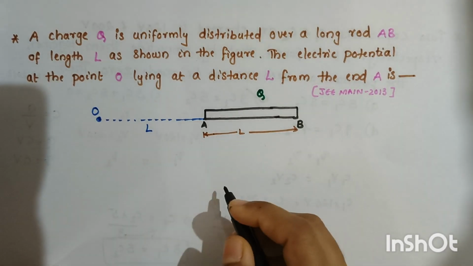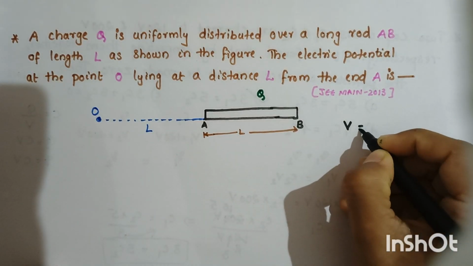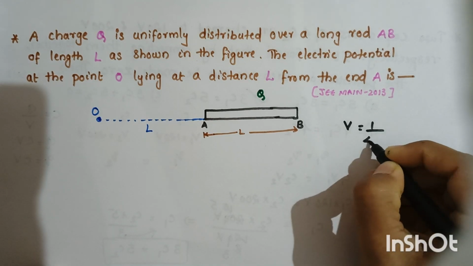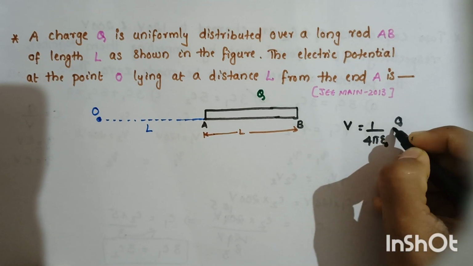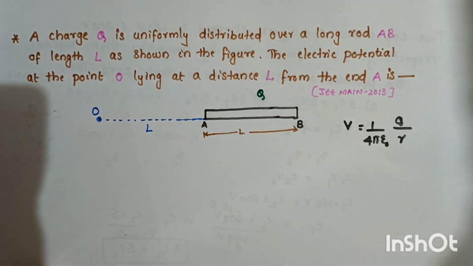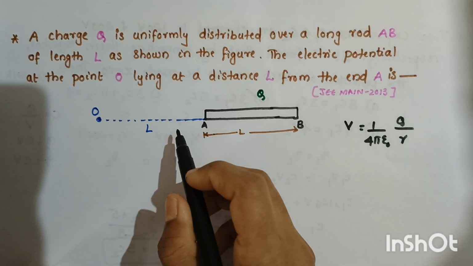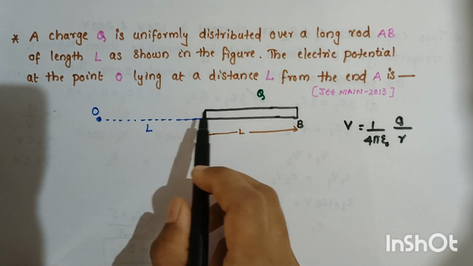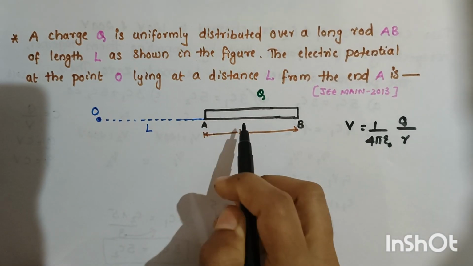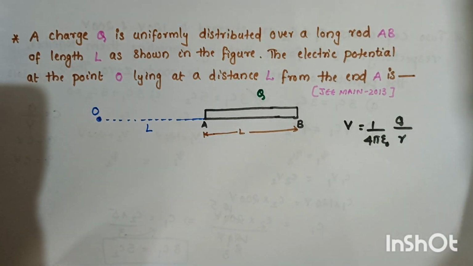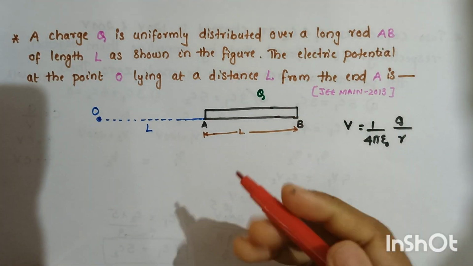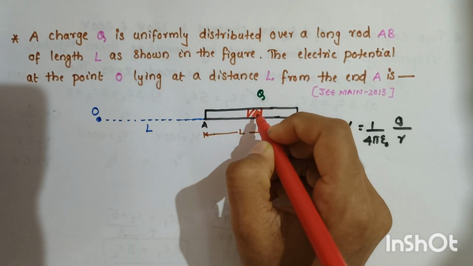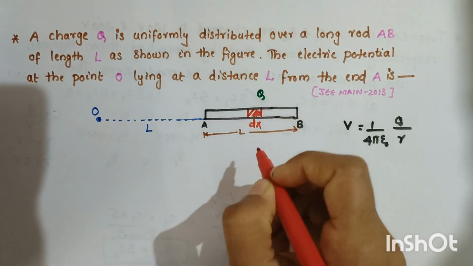We know the expression for the potential V due to a charge Q at a distance R as V equals 1 by 4 pi epsilon 0 Q by R. So we are going to make use of this equation here to solve this question. To get the potential at this point O due to the charge distribution Q along this rod AB, I am considering a very small line element or line segment. I am taking a very small line segment of length dx of this rod AB.